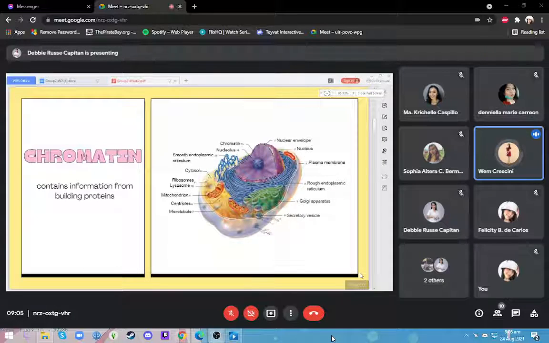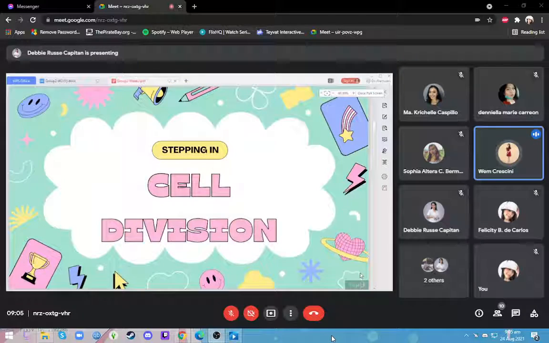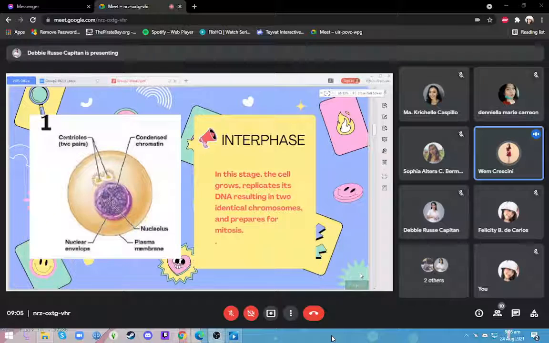Number 15 is the chromatin. The chromatin contains information for building proteins. Next, our discussion is the cell division in our worksheet. Our answer in number one, the stage is interphase.